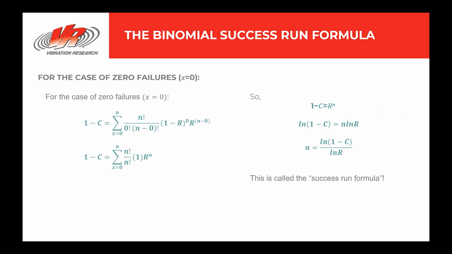So our question is, how many samples do we need? So we need to solve this equation for n, which we can do by taking the natural log of both sides and then isolating n by itself to get our sample size for our success run formula is equal to the natural log of 1 minus our confidence level divided by the natural log of our desired reliability. So that tells us how many samples we need to test without failure to one product service life to demonstrate a given level of reliability.